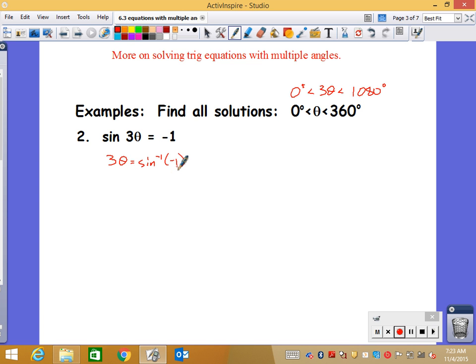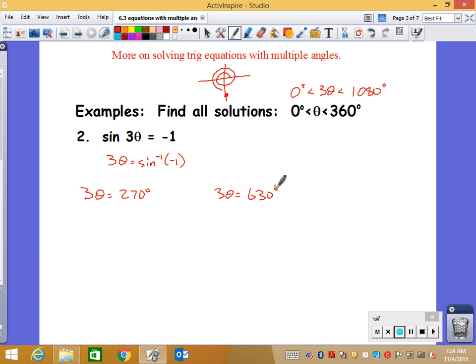What is that, really? Well, -1 is just, remember, this is a sine, which is the y value, so I'm just straight down here. So the first time around the circle is 270. So I get 3 theta is equal to 270 degrees. The second time around the circle, I get 270 plus one more full circle, so I get 3 theta is equal to 630. 270 plus 360 is 630.